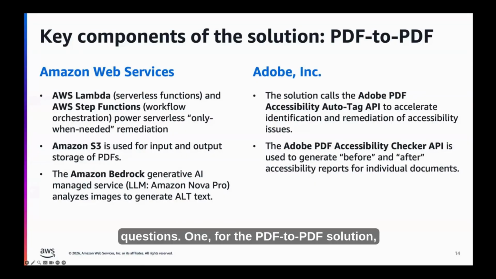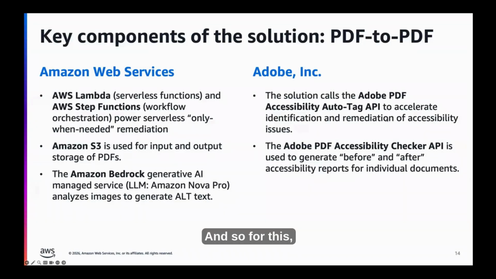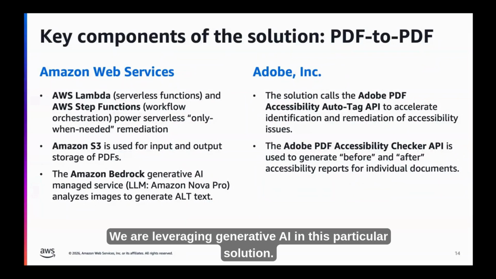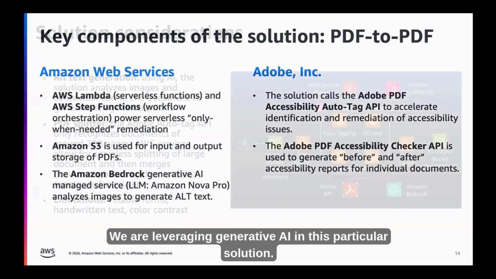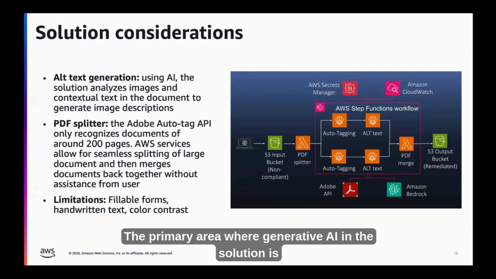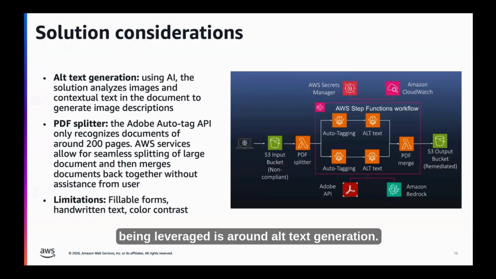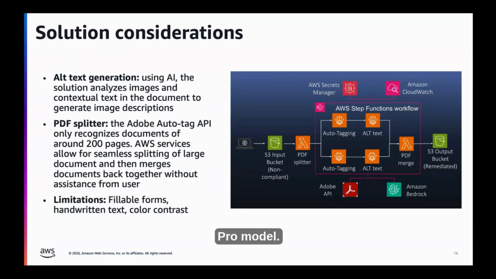One, the PDF to PDF solution leverages both AWS and the Adobe technologies. For this, we're leveraging Amazon Bedrock. We are leveraging generative AI in this particular solution. The primary area where generative AI is being leveraged is alt text generation. Know that the alt text generation leverages the Amazon Nova Pro model.